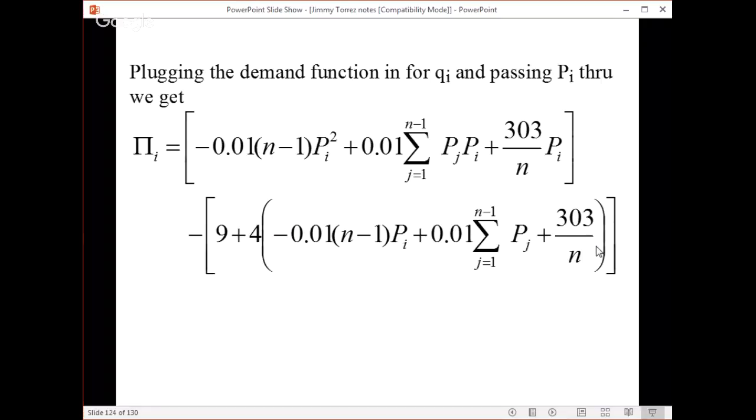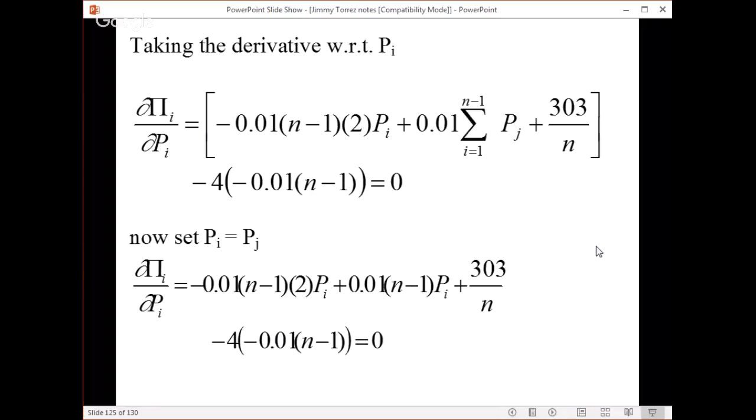Did I hit it too fast? I didn't even notice what happened. Okay. Anyway, I have this minus this, and this QI. I take the derivative of my profit with respect to PI, and I get the following: 0.01 n minus 1 times PI plus 0.01 summation PJ plus 303 over n minus 4 times negative 0.01 n minus 1 is equal to 0. Basically, I'm just taking the derivative of the profit function with respect to PI.